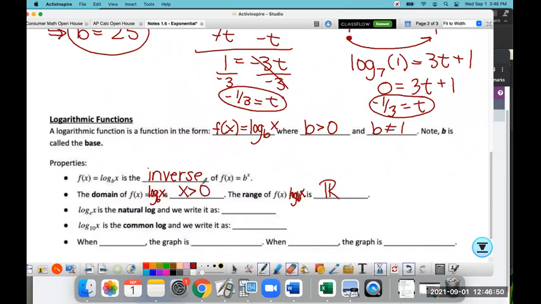All right, last few here. Log base e is the natural log, and we write that as ln of x. And then log base 10 is the common log, and we just don't write the base. All right, last two things.